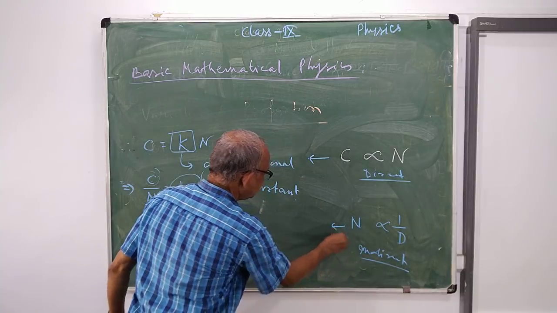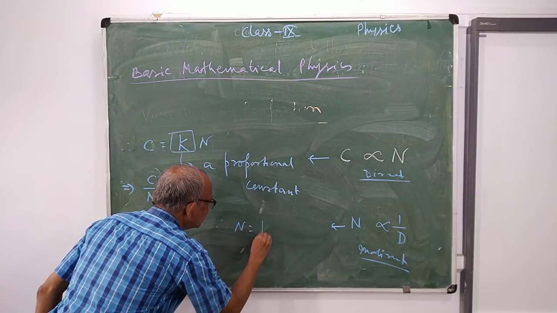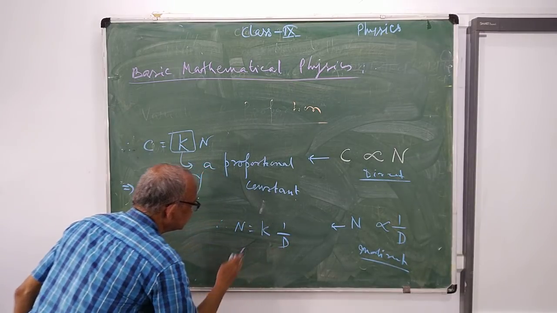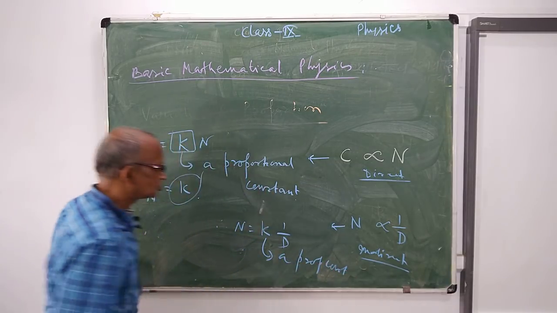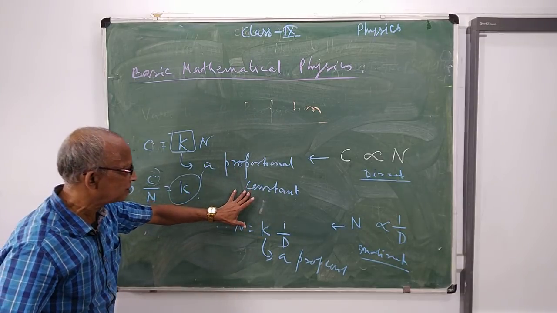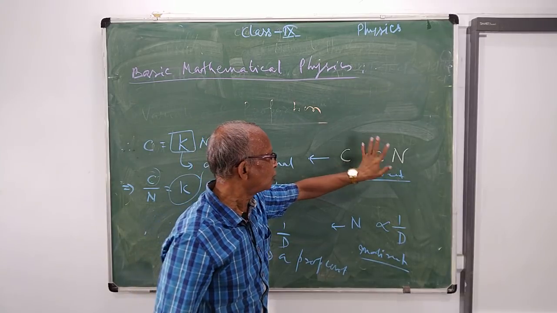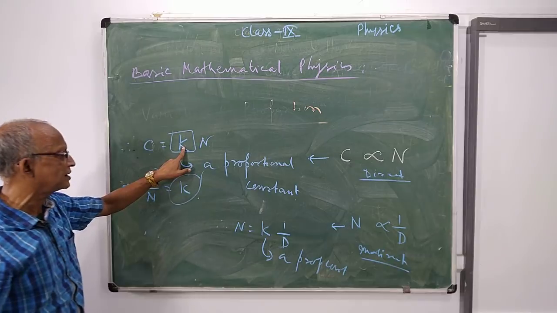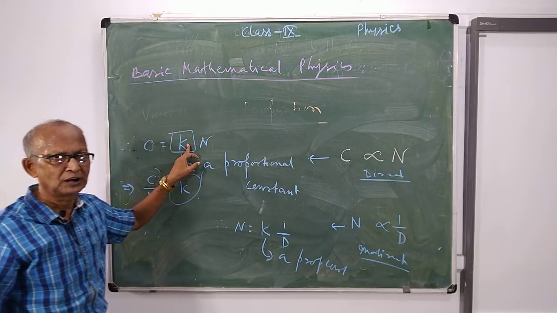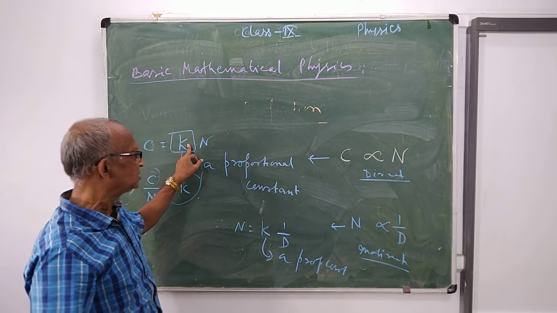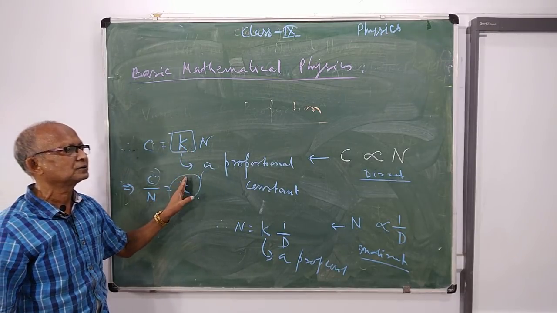Similarly, here how do we explain this statement? Therefore, N equals a constant into 1 by D. What is K? Same, a proportional constant. So what do we learn here? A proportional symbol is there. How do you replace the proportional symbol with an equal to sign? A constant is multiplied on the right side. Normally we multiply the constant on the right side. In this example, the constant is the cost per science book.